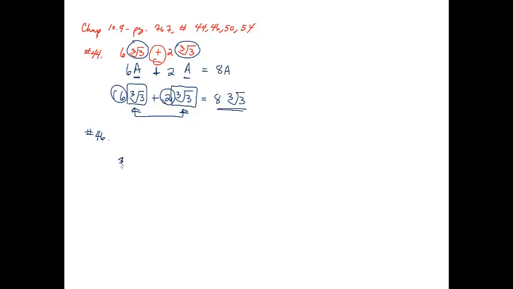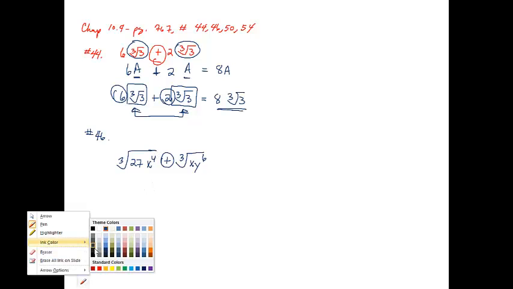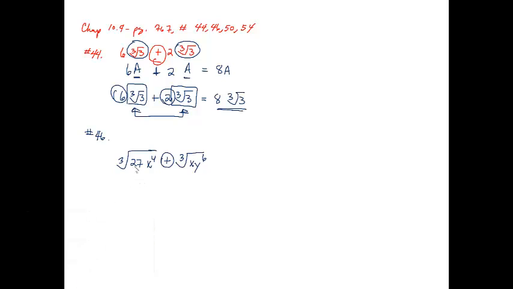46 says the cube root of 27x to the 4th power plus the cube root of xy to the 6th power. So I want to add, which means I need to have like terms. So the first thing you want to do is simplify. You have to simplify. So you're basically putting together all the properties you learned before.